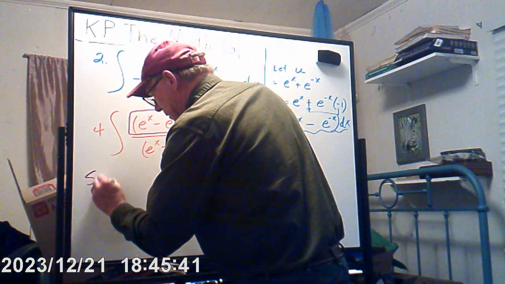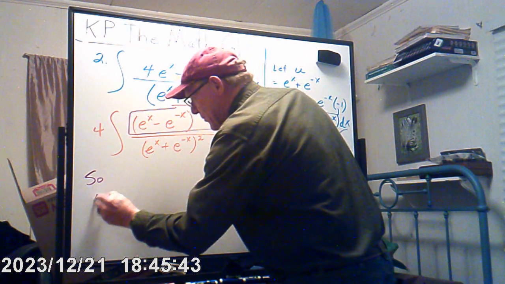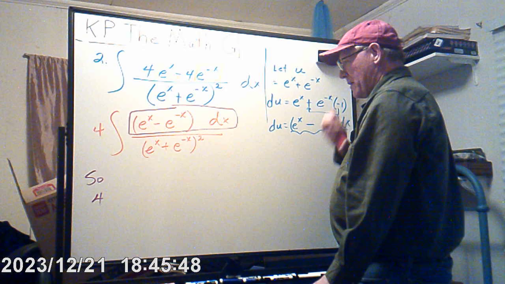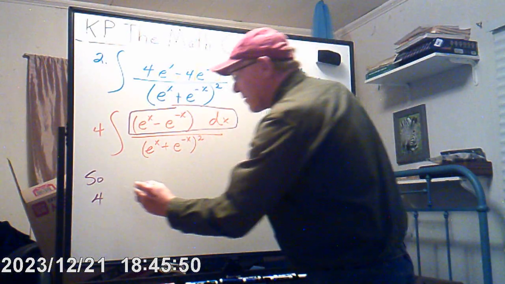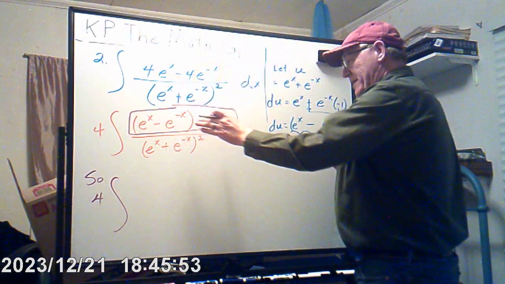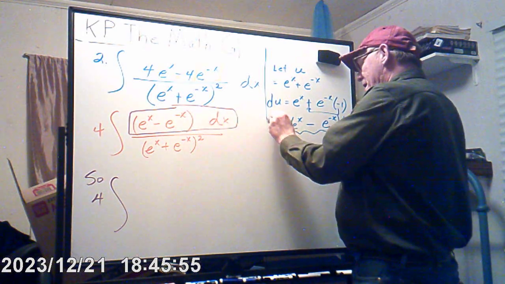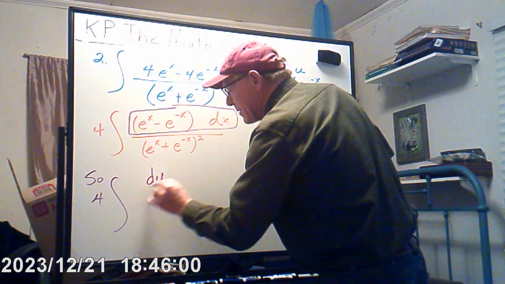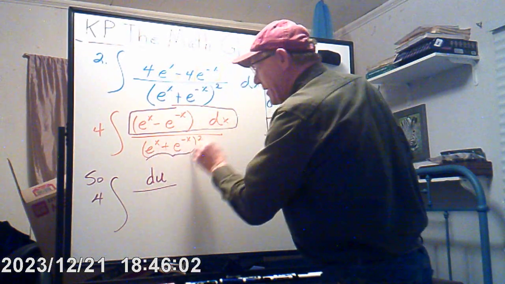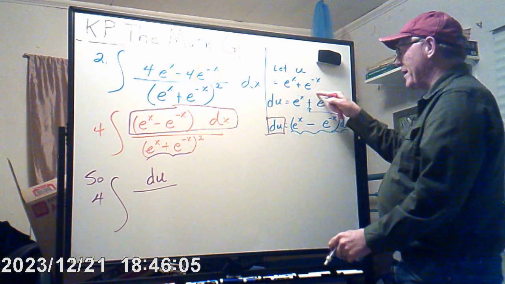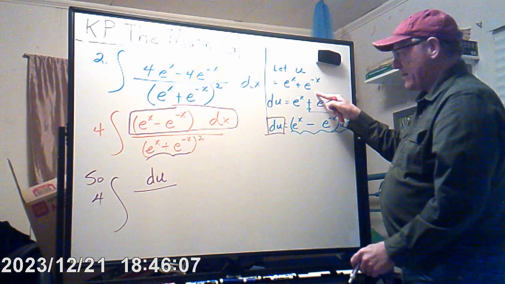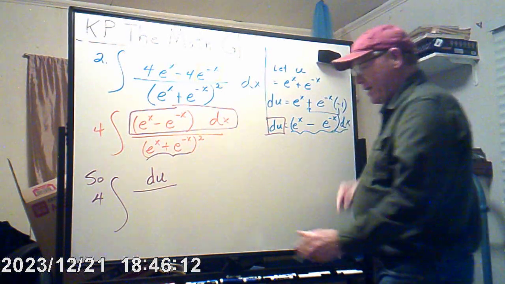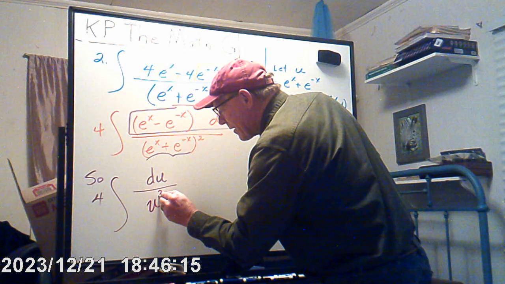So, we are at the point of setting this up. Let's put the 4 down. I'm going to integrate. This is du, isn't it? Du over, now this is what? What did I let u be? E to the x plus e to the negative x, didn't I? Well, that is u squared, isn't it?